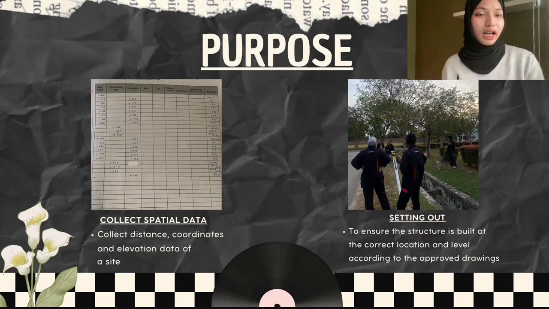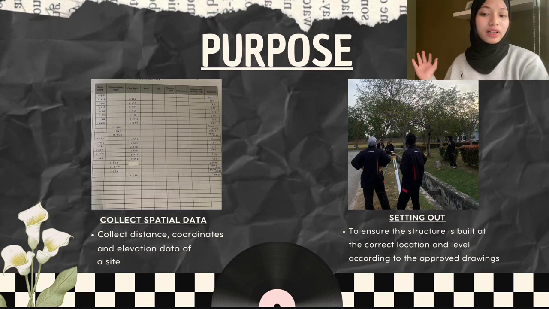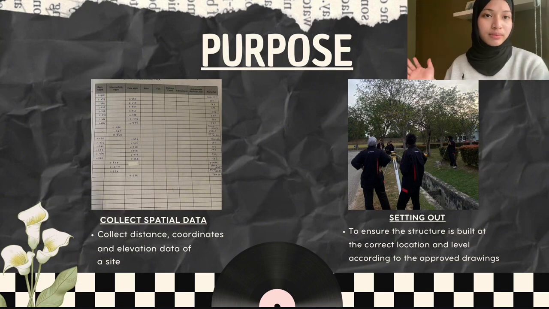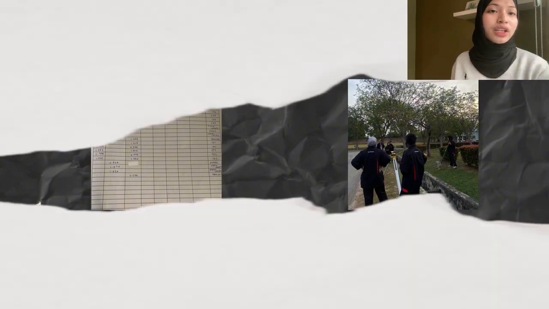Next is setting out. Setting out is used to ensure the structure is built at the correct location and level according to the approved drawing. It means that locating columns, foundation, and also roots follows the design plan accurately.